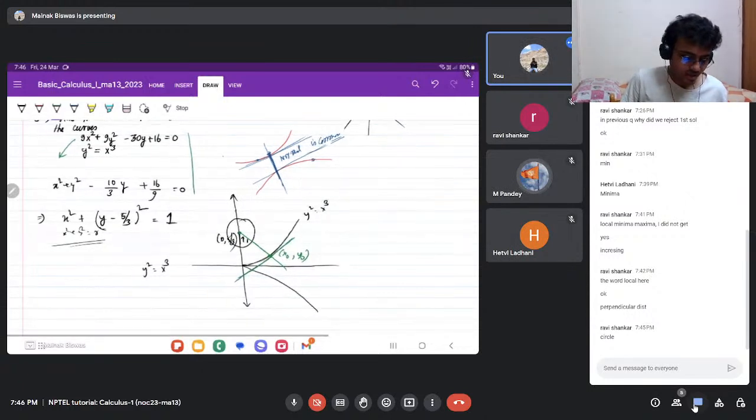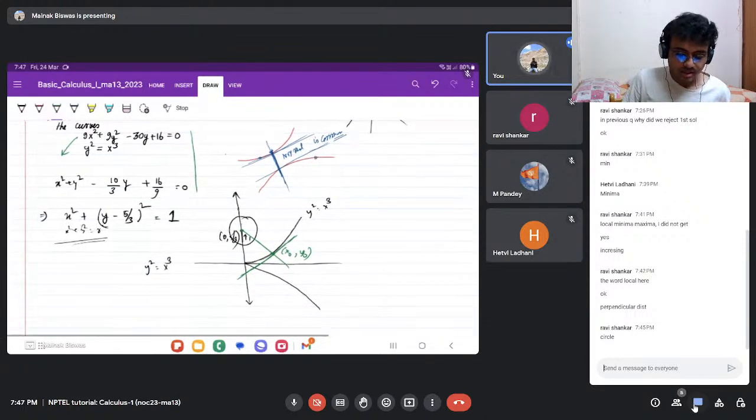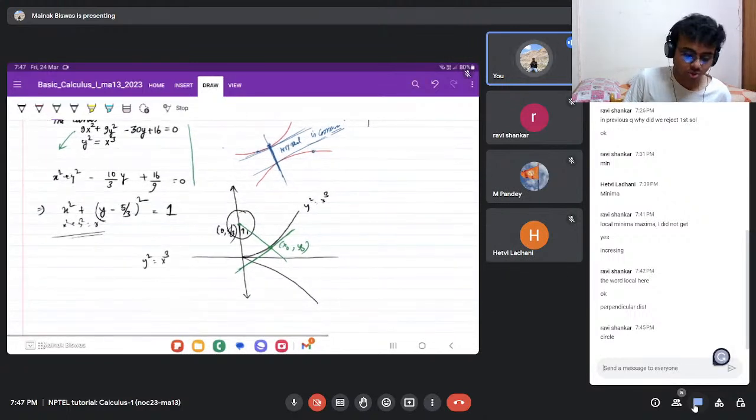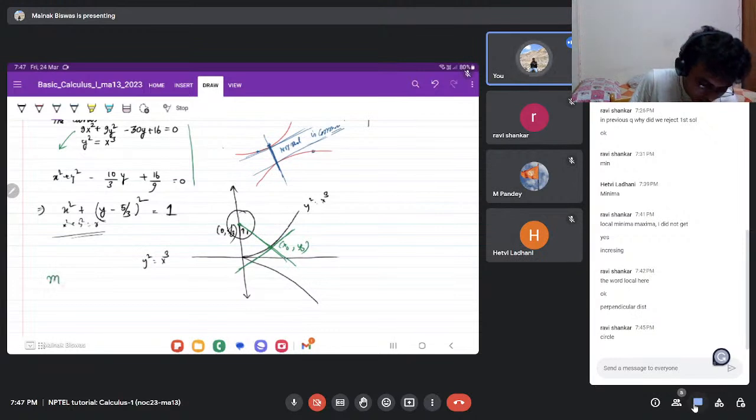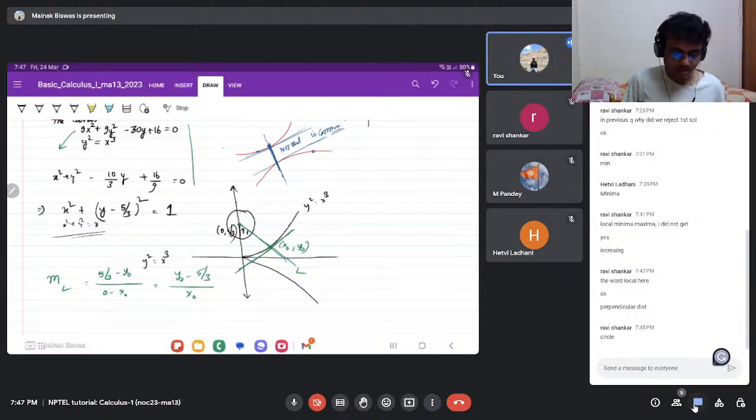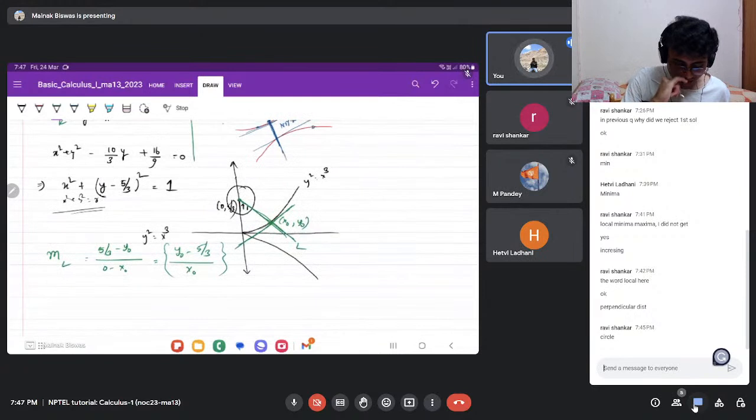How do I find that? Be careful. These type of questions you must be very familiar with, because this is where you test your geometry and calculus together. See, so one equation, right? So this line's slope m, what is that? 5 by 3 minus y naught by 0 minus x naught. Agreed? 5 by 3 minus y naught by x naught, or y naught minus 5 by 3 by x naught. Is it right? This is the slope of this line. Yes, sir. So I need another equation to get the slope of this line.